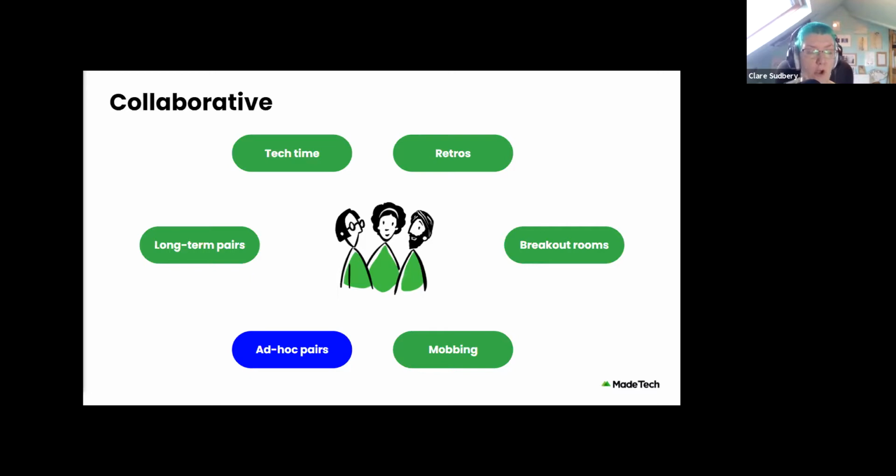By ad hoc pairs, what I mean is that we will put together pairs at a moment's notice to work on one small problem or to learn one small thing. But we also use long-term pairs, where we will put people in pairs and they will work together for a few weeks on one particular piece of code. Which means that they get to really get their teeth into it. They get to build up a good relationship with each other, and they get to really get that experience of what it feels like to build up a long-term collaboration with another engineer.